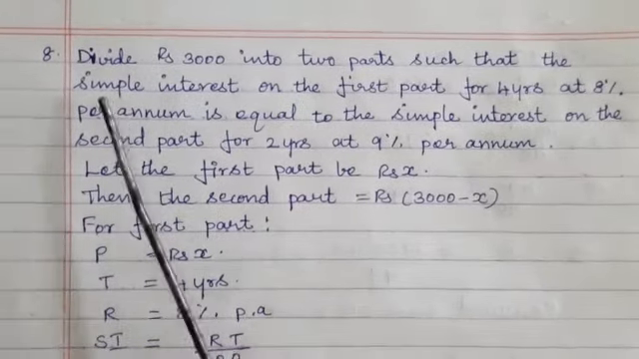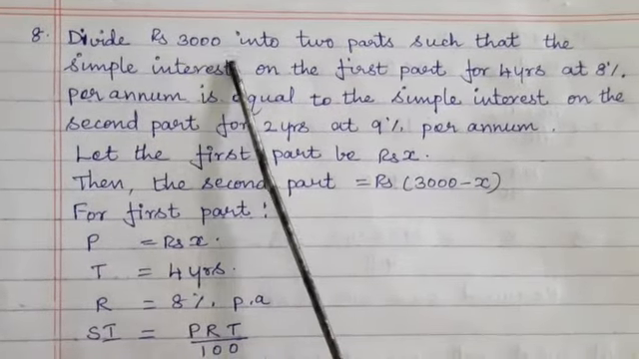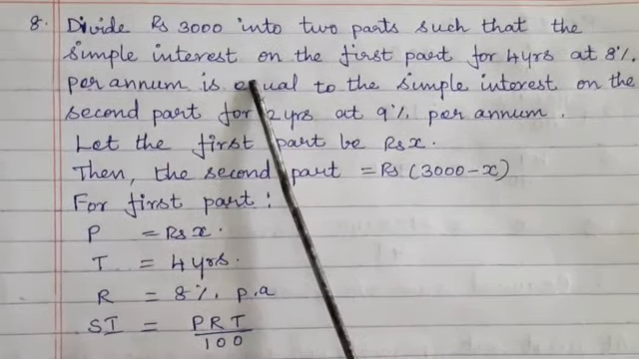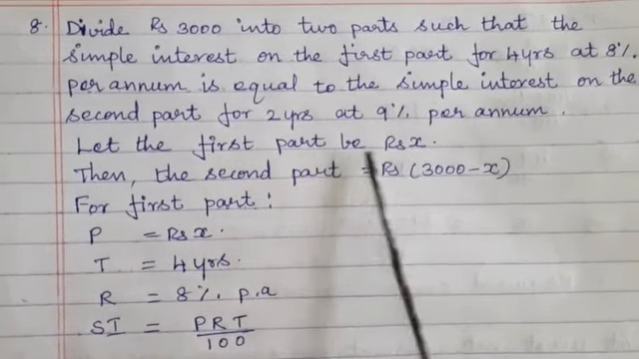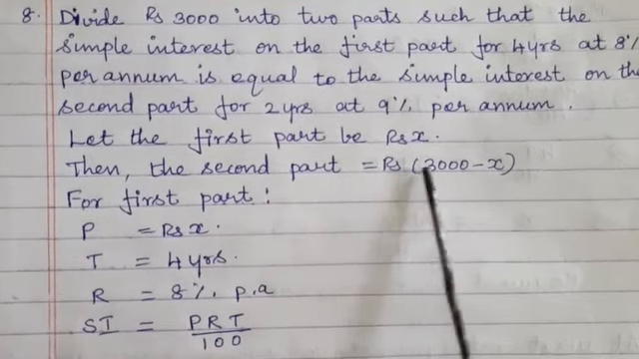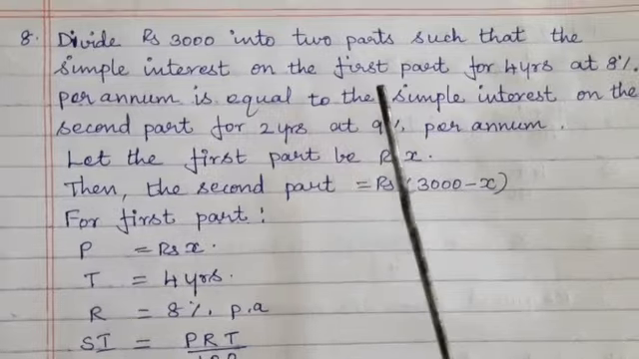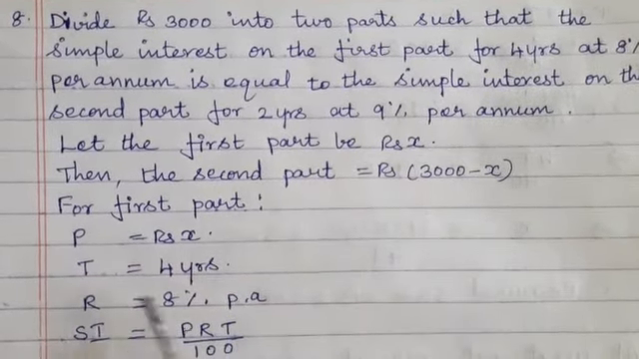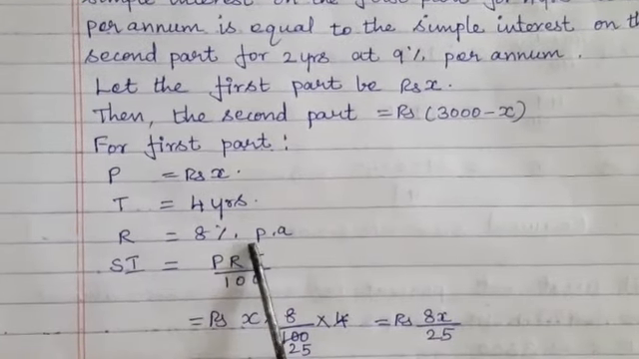Here it is given, the total money is given, that is 3000. It should be divided into two parts. So we have to assume what is the first part and what is the second part. So we are assuming that the first part be rupees x. So second part will be total amount, that is 3000 minus x, will be the second part. For the first part, principal we have written here.